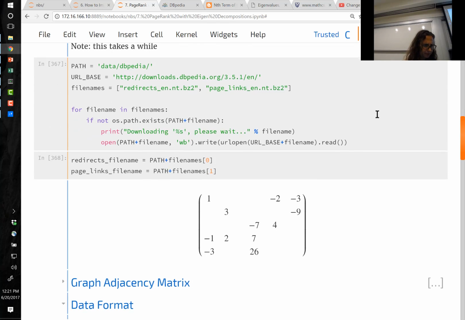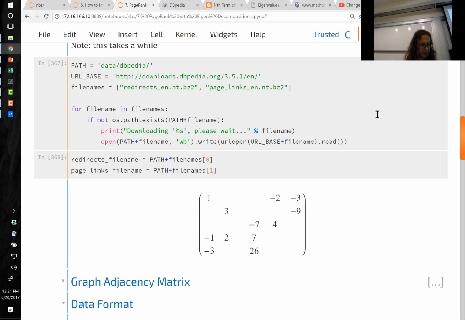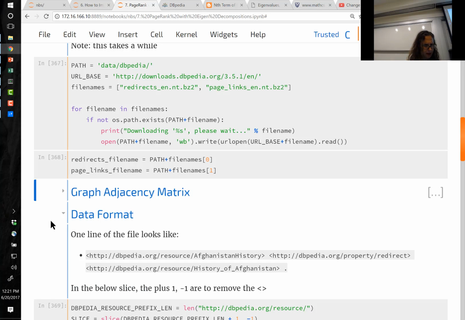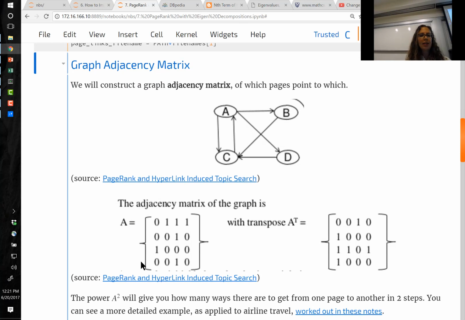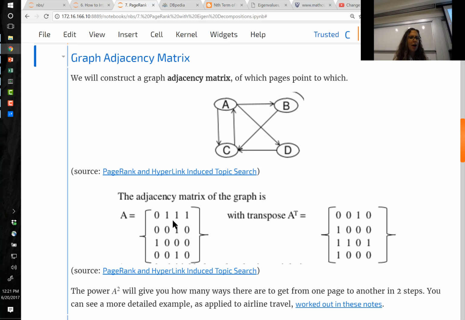So here, this is just kind of opening the data. I don't know why that got pasted in there. And what we're going to do is construct a graph adjacency matrix about which pages point to which.